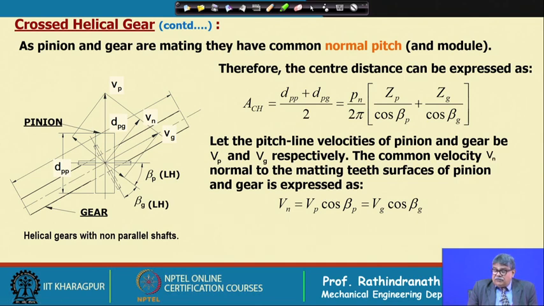Let the pitch line velocities of pinion and gear be V_p and V_g, as already explained, respectively. The common velocity V_n normal to the mating teeth surface of pinion and gear is expressed as V_n equal to V_p cos beta_p, which is equal to V_g cos beta_g. This can be visualized from the figure, the left hand side figure. Therefore, V_g can be expressed as cos of helix angle of pinion divided by cos of helix angle of gear, into the pitch line velocity of the pinion, from this relation.